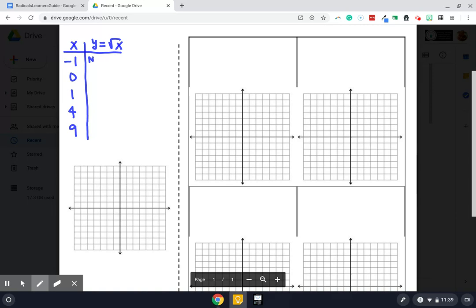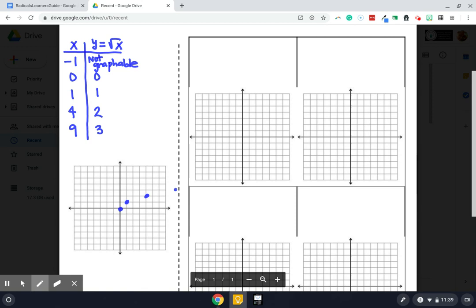We're just going to say not graphable. We're not doing anything with imaginary numbers. We're just going to leave it. Okay, so we're not going to graph it at all. Square root of 0 is 0, which means I have an ordered pair at 0, 0. Square root of 1 is 1, an ordered pair at 1, 1. Square root of 4 is 2, so I have an ordered pair at 4, 2. And then the square root of 9 is 3, and so I am going to do my best to make it work to get an ordered pair at 9, 3.